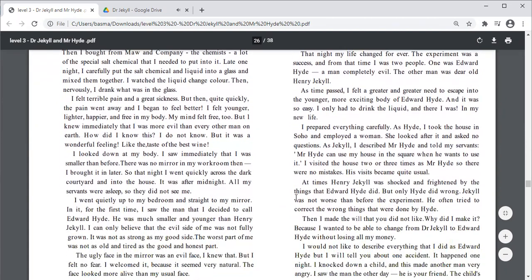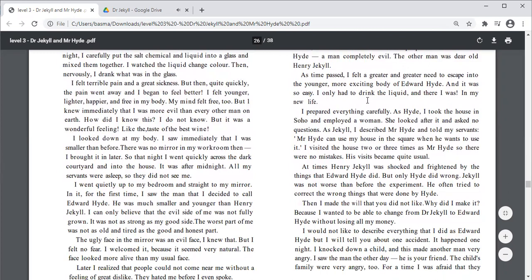As time passed, I felt a greater and greater need to escape into the younger, more exciting body of Edward Hyde, and it was so easy. I only had to drink the liquid, and there I was, in my new life. I prepared everything carefully. As Hyde, I took the house in Soho and employed a woman. She looked after it and asked no questions.